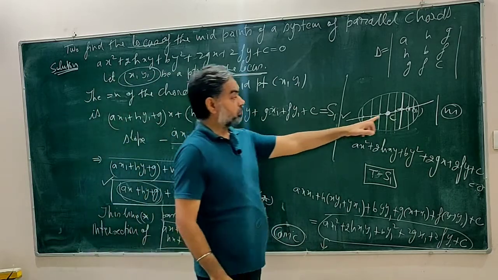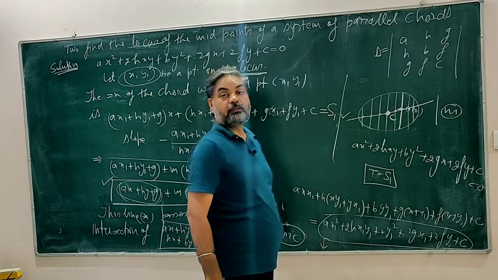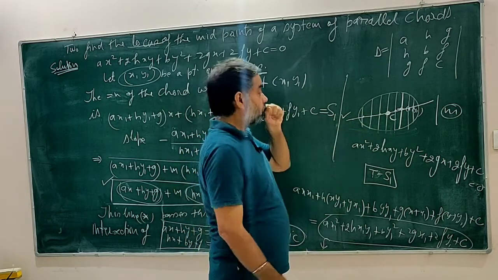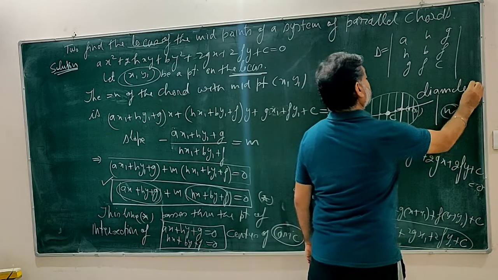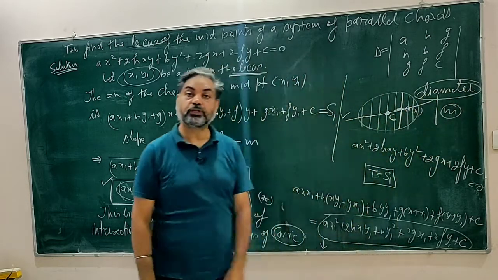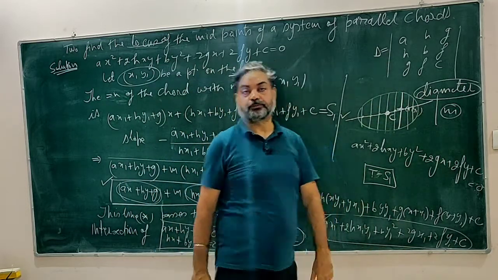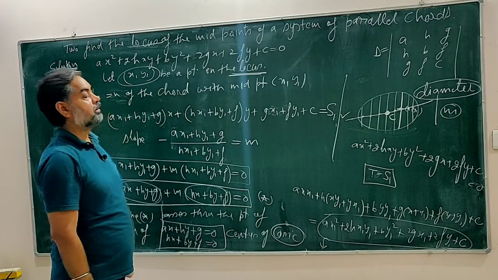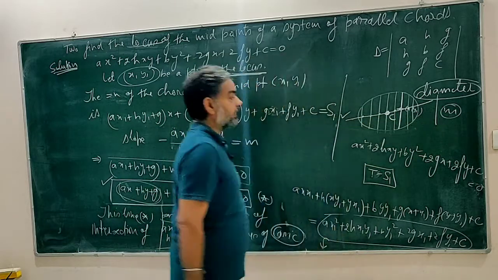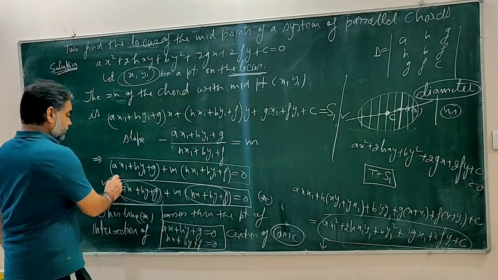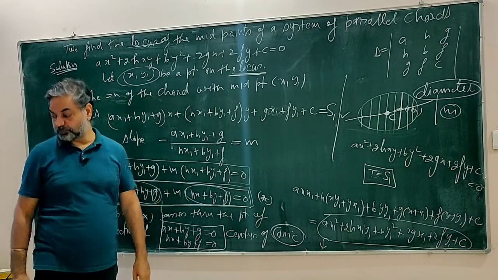Then the locus of midpoints of all these parallel chords will pass through the center of the cone, and any line which passes through the center of the cone is called a diameter. So the locus of midpoints of parallel chords is a diameter, and if all the chords are parallel to a line whose slope is m, then the equation of that diameter is this. So this is what we have done so far.